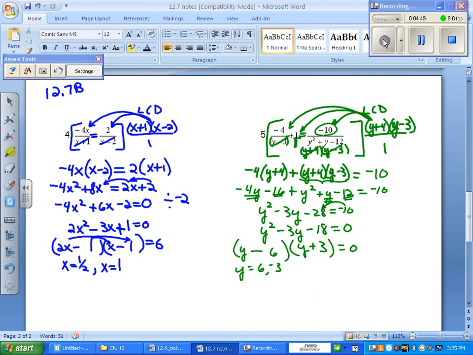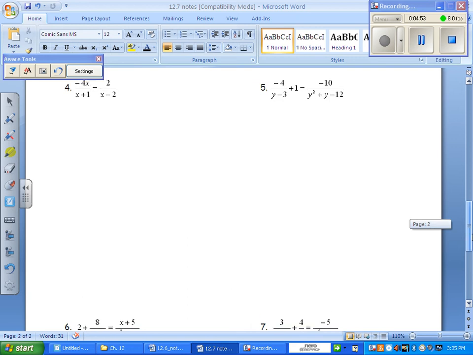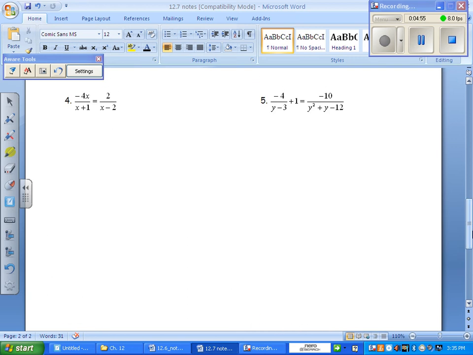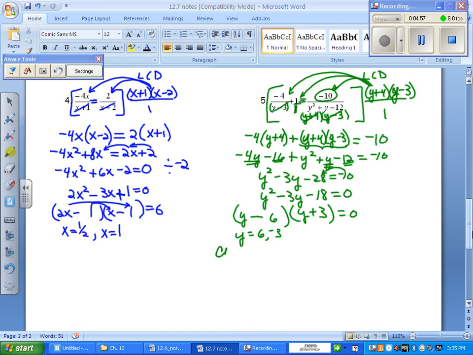Okay, so let's go through a check on this one. When you check this one, let's check on the 6. You have a negative 4 over, when you plug in a 6 for this y, you'll get 6 minus 3 in that denominator, which is a 3, plus 1, equals, you have a negative 10.